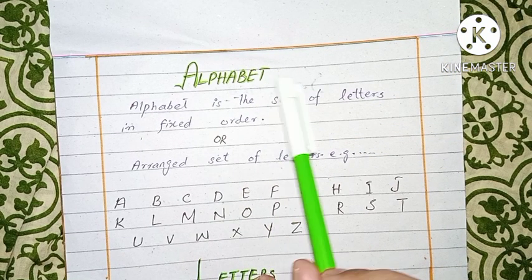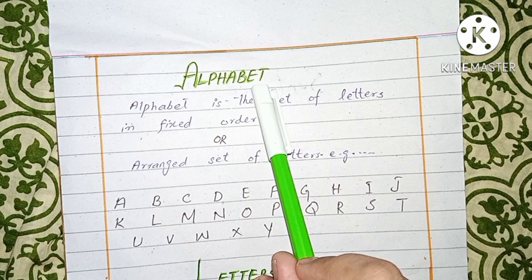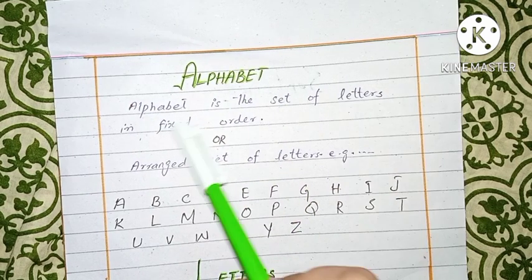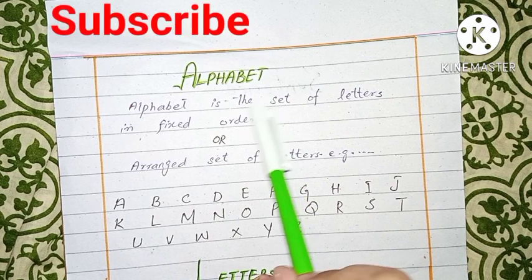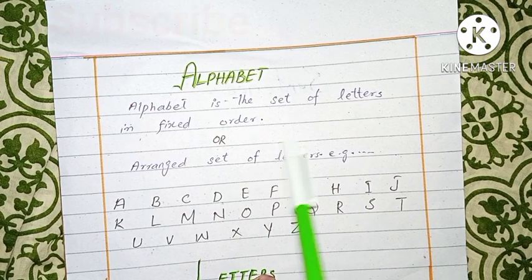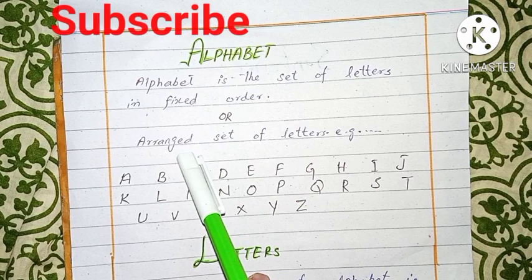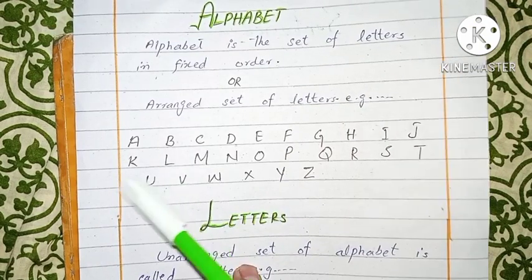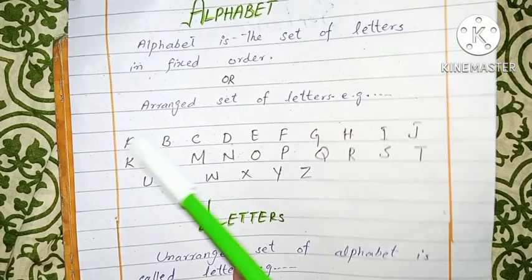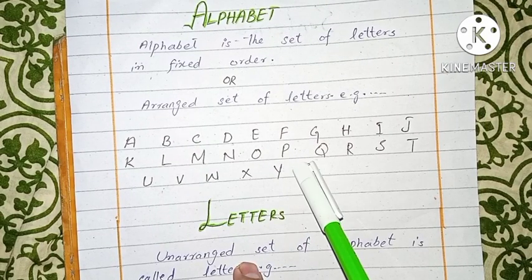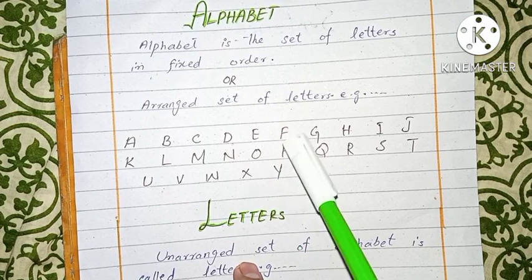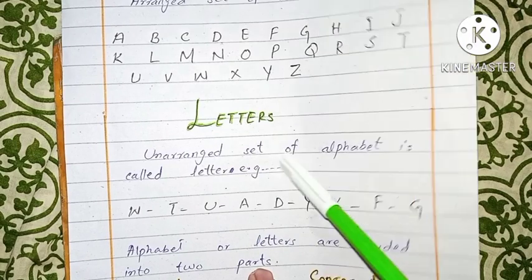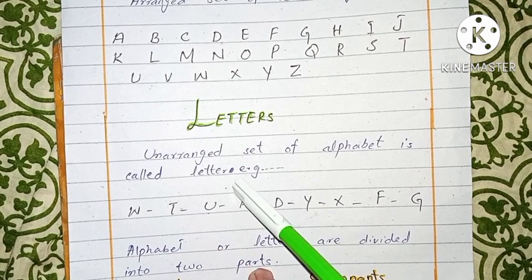Alphabet. What is alphabet? Alphabet is the set of letters in fixed order. Or we can say an arranged set of letters is called alphabet, such as A, B, C, D, A to Z properly. These are alphabet. If they are in jumbled form, they are called letters. An unarranged set of alphabet is called letters.